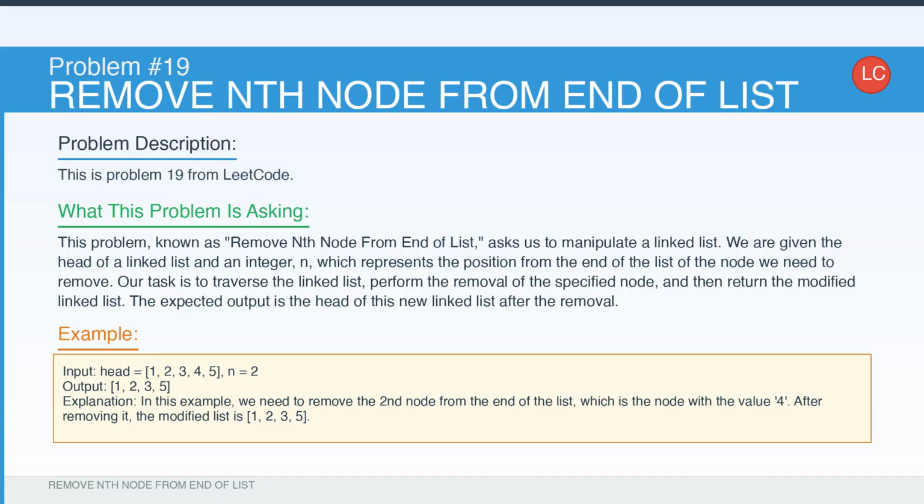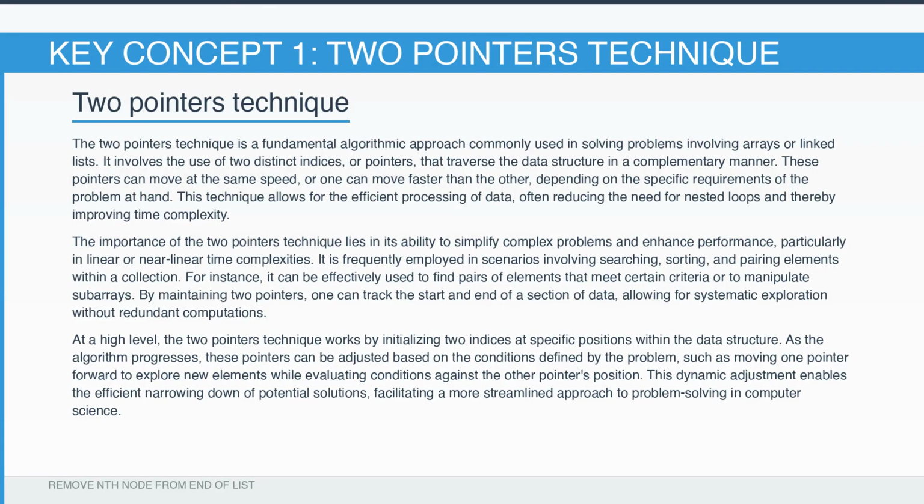As we delve deeper into this problem, we will explore the traversal techniques and underlying algorithms that allow us to achieve this elegant operation. The two pointers technique is a powerful algorithmic approach often applied to problems involving arrays or linked lists. Imagine you're trying to find a specific item in a long line of people. Instead of searching one by one, you can send two friends down the line, one moving slowly while the other moves faster. This allows you to cover more ground efficiently.